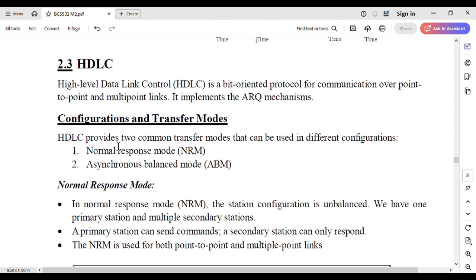With respect to the configuration modes or transfer modes, HDLC provides two common transfer modes that can be used in different configurations. First is the Normal Response Mode, shortly known as NRM, and the second one is the Asynchronous Balanced Mode, ABM.